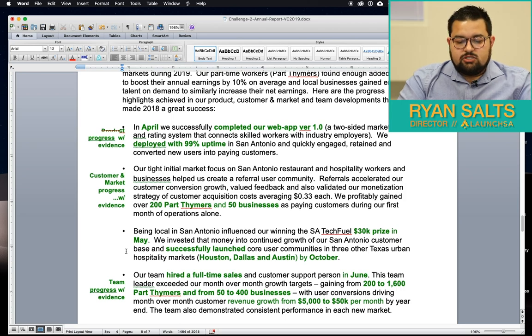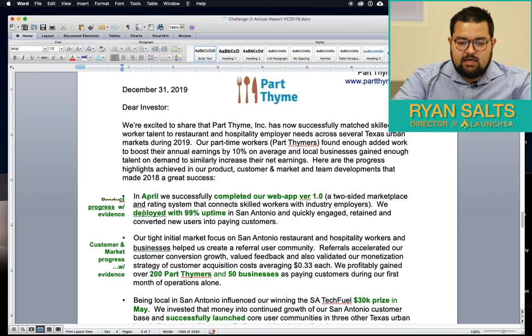If you do have any issues repeating the format or questions about the format, you're welcome to contact LaunchSA at team, T-E-A-M, at launchsa.org. So now I'm going to go into the content of the example and what you should be trying to recreate.